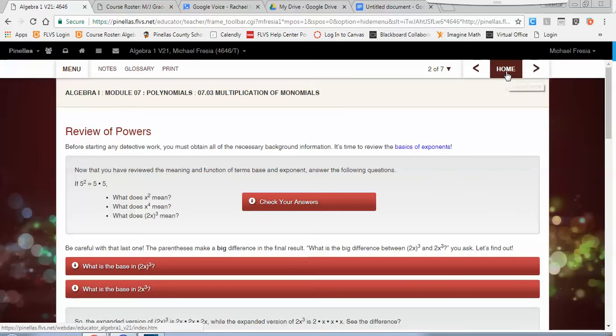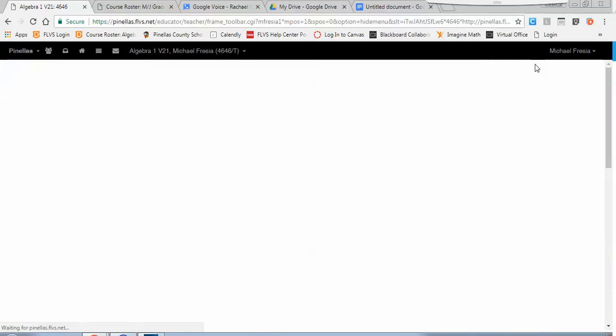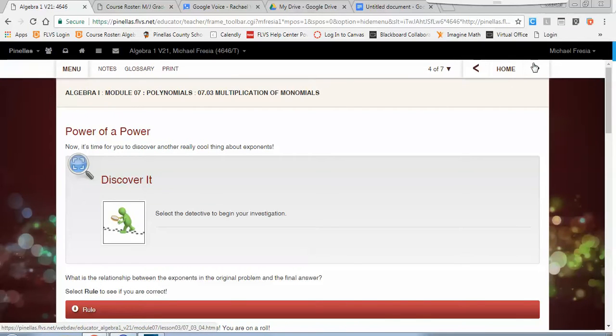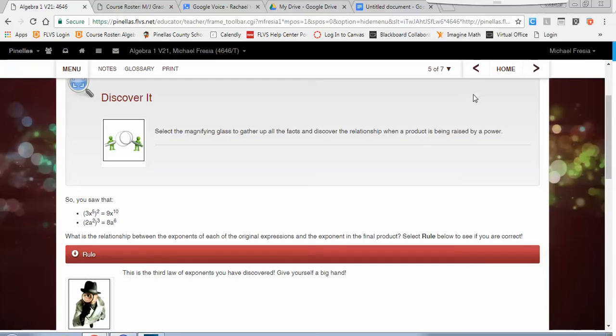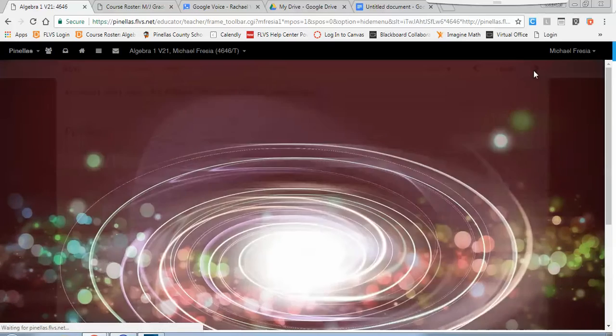And this goes all the way through. Multiplying of monomials, which is pretty easy. And then we talk about the box method as well as the distribution method. There's two different ways. Okay.